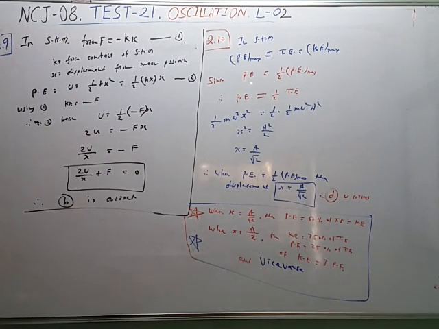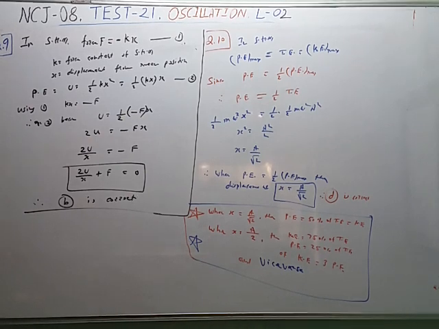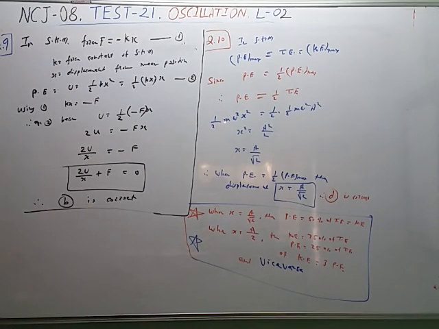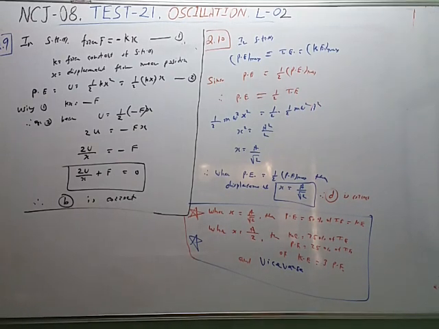We have also shown the graphical representation of this energy. This potential energy is a parabolic curve. This kinetic energy is also a parabola, but it is an inverted parabola like this. So at distance x from the mean position, the potential energy is given by 1/2 m omega square x square, and total energy is always constant. It is given by 1/2 m omega square A square, where A is the amplitude.